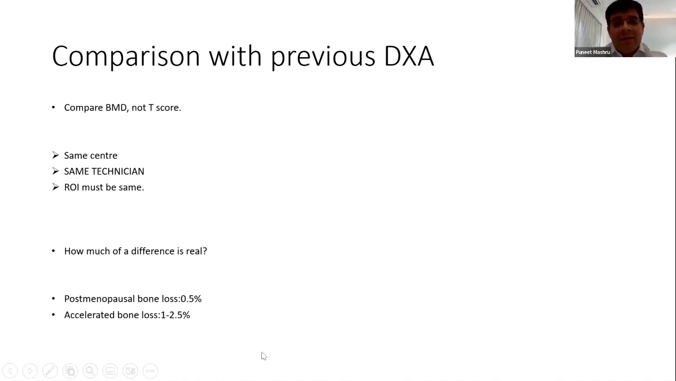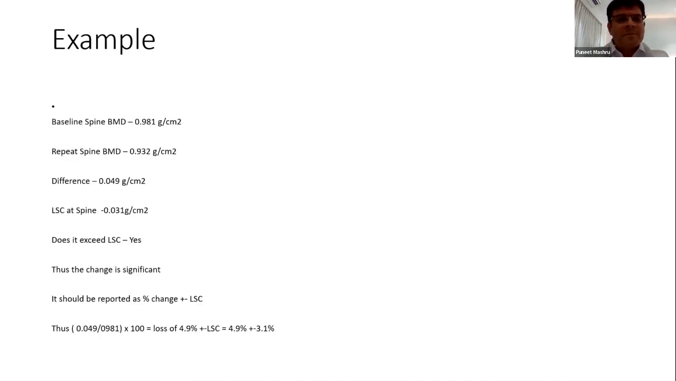Also, we should keep in mind the rate of bone loss in a postmenopausal woman, and the rate of bone loss in accelerated bone loss, for example, if we put our patients on glucocorticoids. This is something important to keep in mind when we are monitoring and looking at serial DXA readings. I'll explain more about this later.